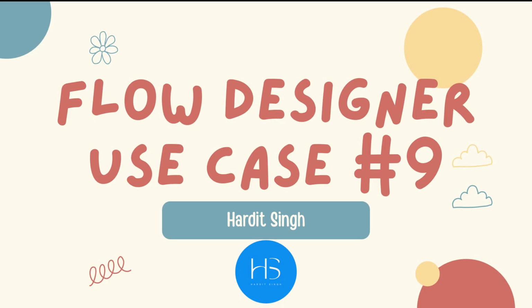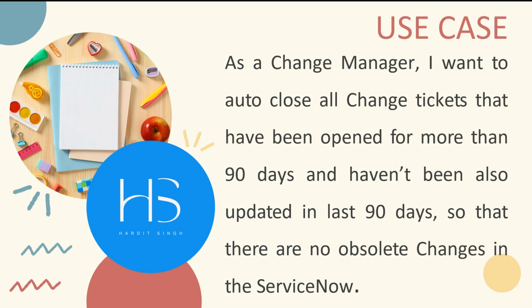Let's move on to the use case. So this is our use case. As a change manager, I want to auto close all my change tickets that have been open for more than 90 days and haven't been updated in the last 90 days, so that there are no obsolete changes in ServiceNow. What does this story signify, or what does it mean?